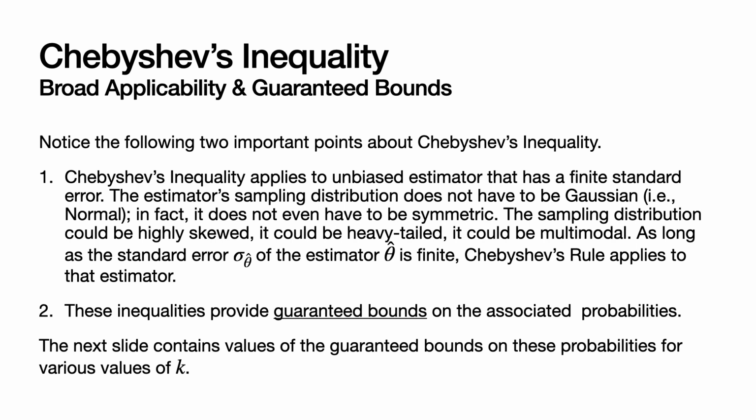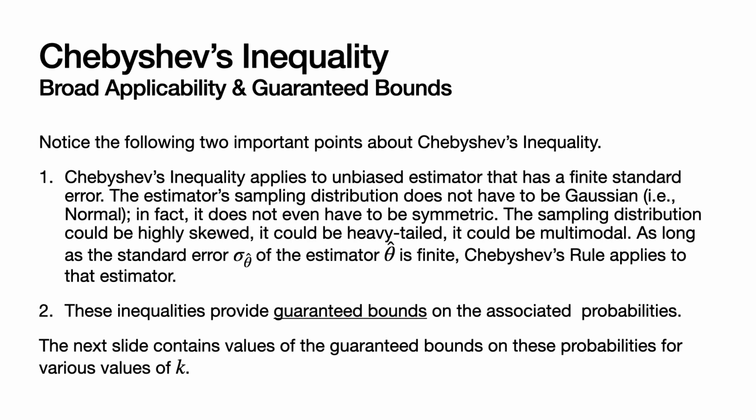Notice the following two important points about Chebyshev's inequality. Chebyshev's inequality applies to any unbiased estimator that has a finite standard error. The estimator's sampling distribution does not have to be Gaussian. That is, it does not have to be a normal distribution. In fact, it does not even have to be symmetric. The sampling distribution could be highly skewed, it could be heavy-tailed, it could be multimodal. As long as the standard error, sigma sub theta hat, of the estimator theta hat is finite, Chebyshev's rule applies to that estimator.